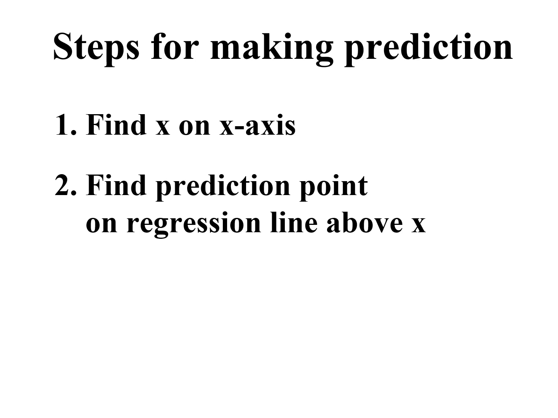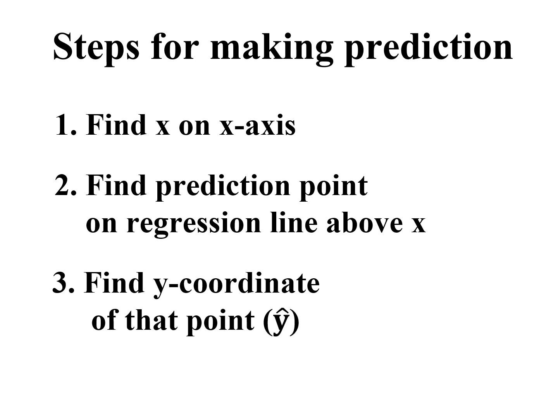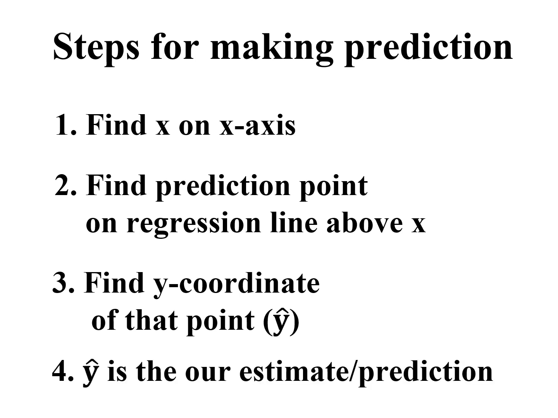So now let's go through the steps for making a prediction or estimate with regression. First, we find x on the x-axis. Second, find the prediction point on the regression line directly above x. Third, find the y-coordinate of that point. The y-coordinate is called y predicted. Fourth, y predicted is our estimate, or our prediction of y.